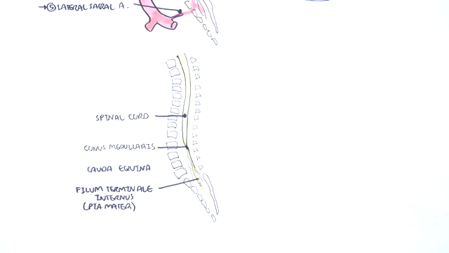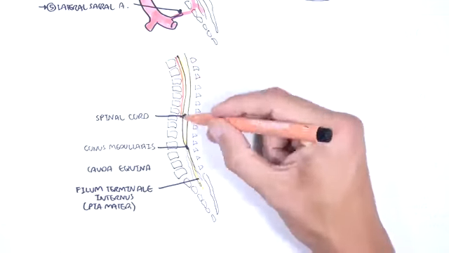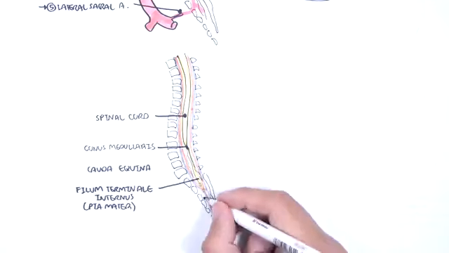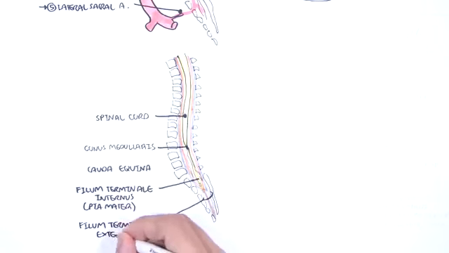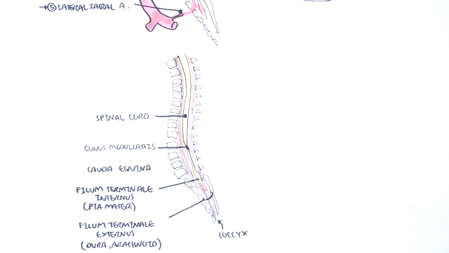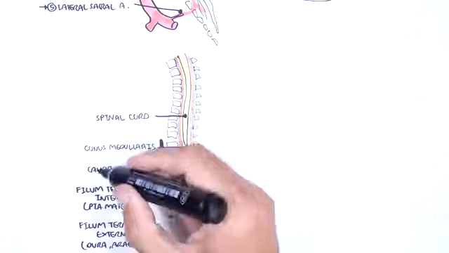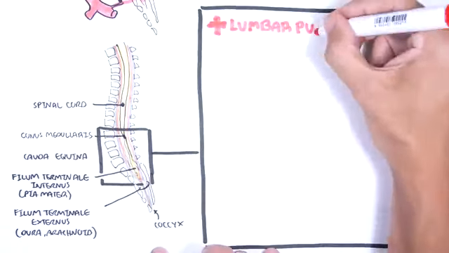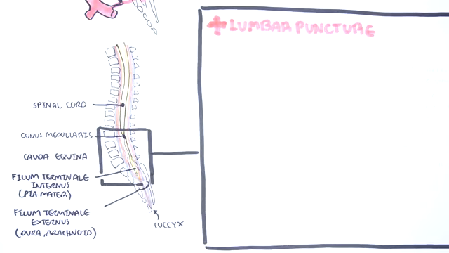The filum terminale is divided into the filum terminale internus, which is made up of a continuation of the pia mater, and then you have the filum terminale externus, which is made up of the dura mater and the arachnoid membrane. The filum terminale externus ends at the coccyx. The space after the conus medullaris, below L2, is a site where cerebrospinal fluid can be accessed. This space is a subarachnoid space.